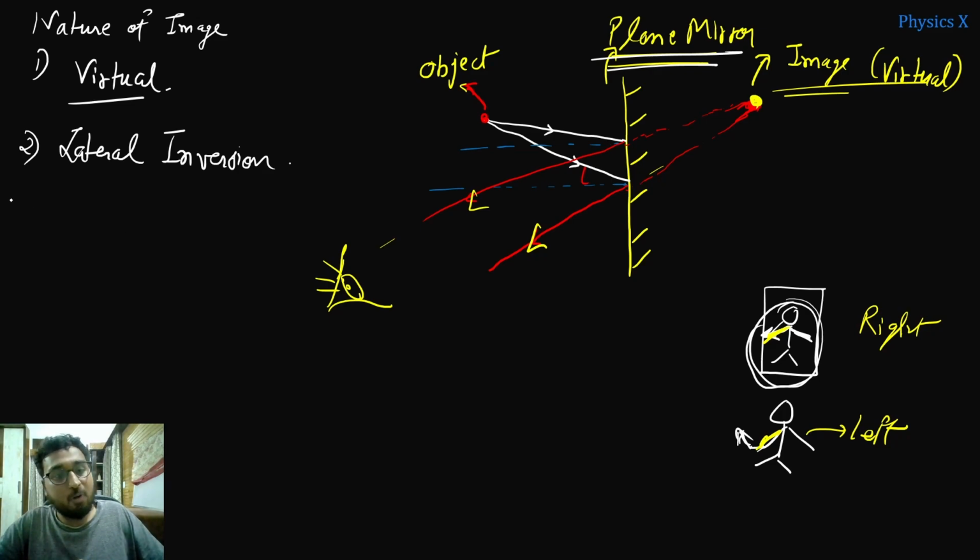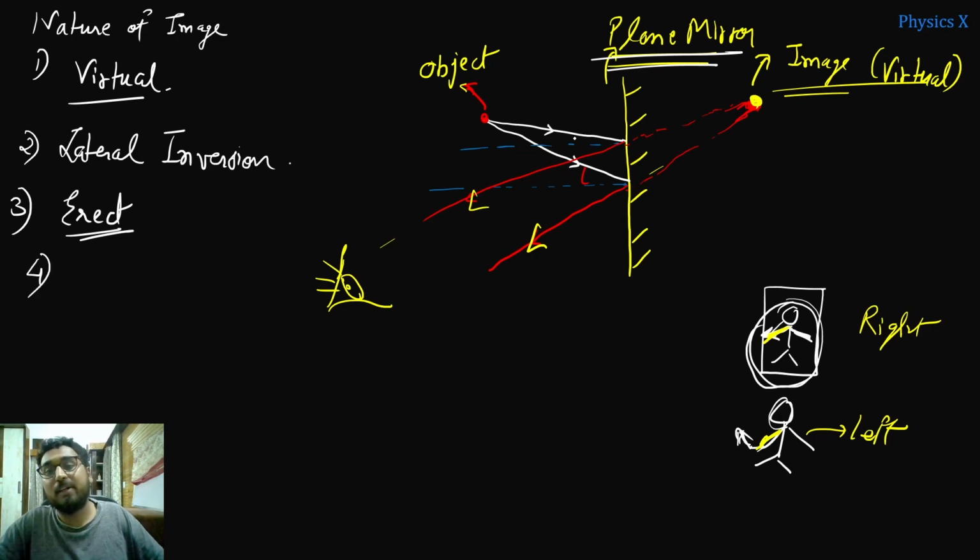And third of all, when you are standing on the ground and observing your image in the mirror, you can see the image is also standing on the ground. That means it is not flipped upside down. It's erect. You are standing on the ground, the image is also standing upright. It's perfectly as it is with the object. So we call the image erect, or upright.